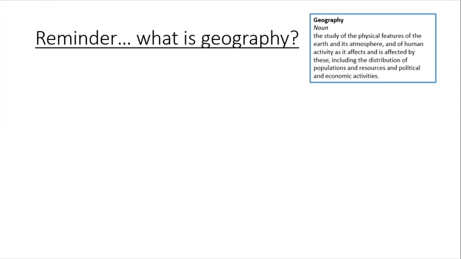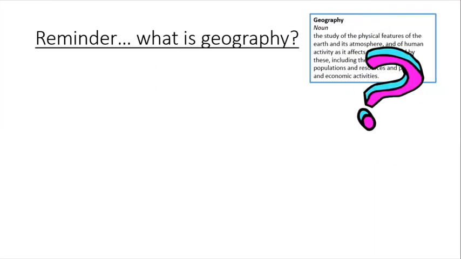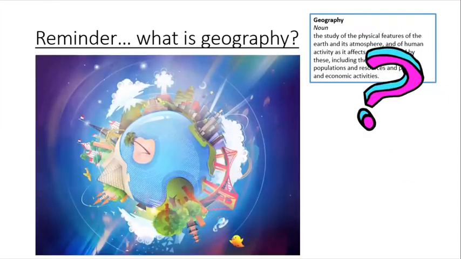So what is geography? Now here's the definition, the standard definition, if you like. So geography is a noun, and it is the study of the physical features of the Earth and its atmosphere, and of human activity as it affects and is affected by these, including the distribution of populations, of resources, and political and economic activities. Now you're probably thinking, what does all that jargon mean? Well, basically, in a nutshell, this picture tries to help explain it.